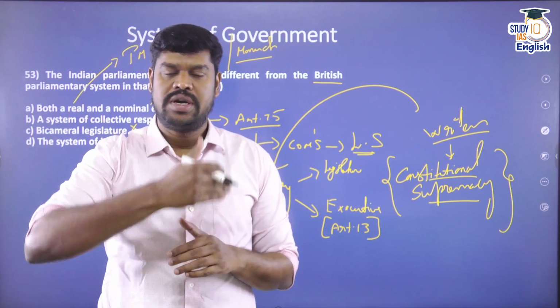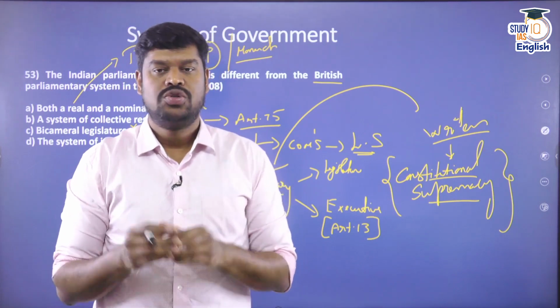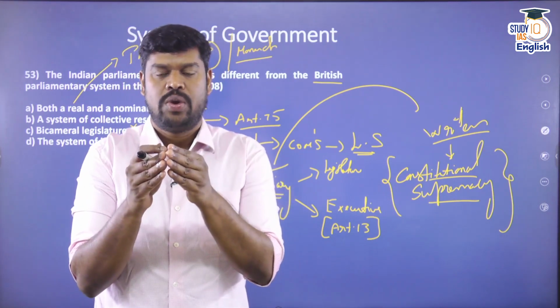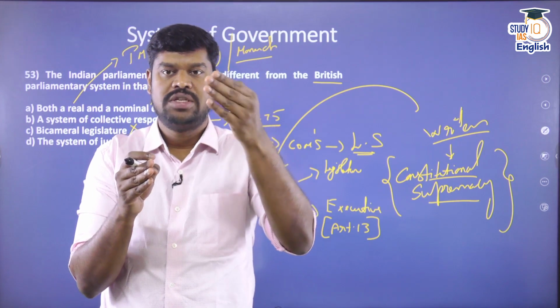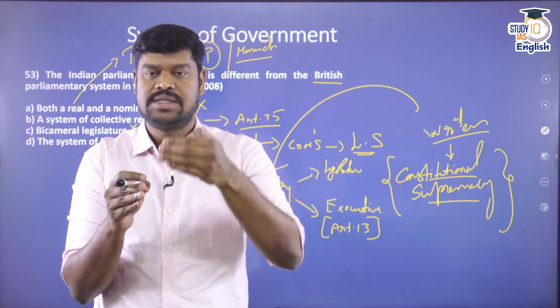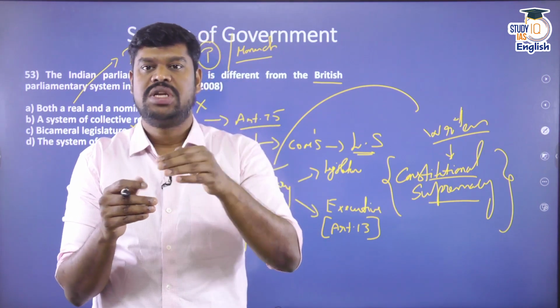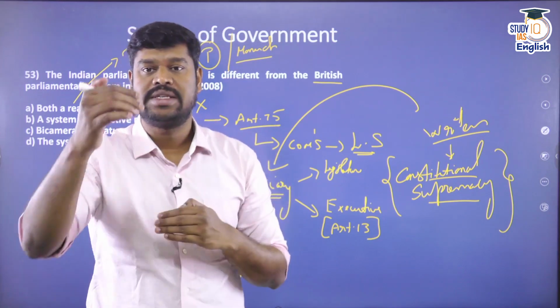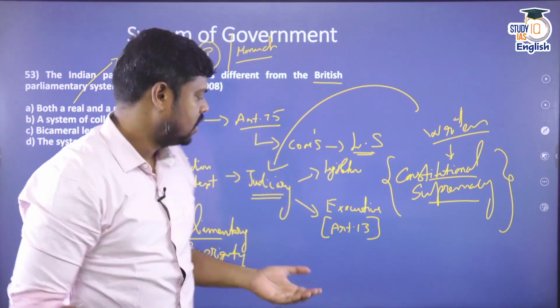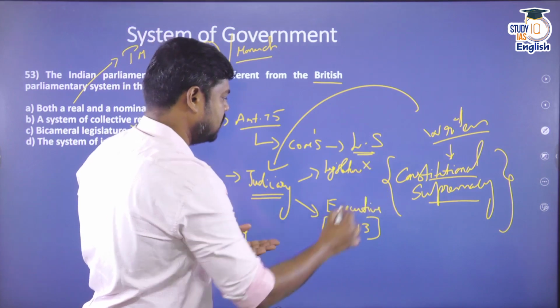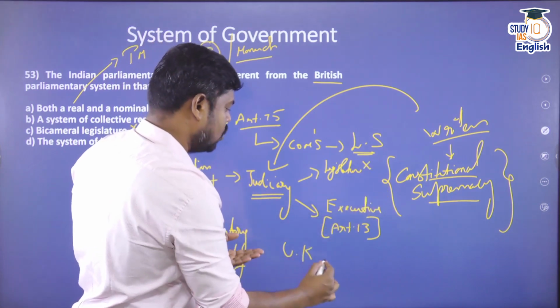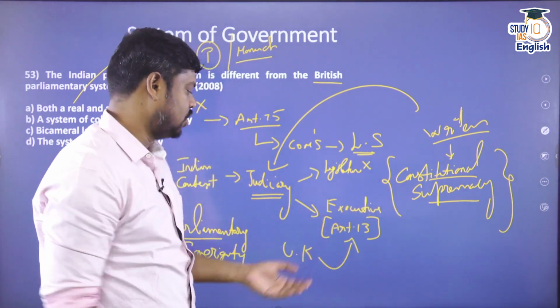So now come to the context of judicial review in the UK. While in India the judiciary can review the actions of both the legislature and the executive, in the United Kingdom the judiciary will have the power to review only the executive actions and not the legislative actions. So this is not possible in the UK. What they can do is only review the executive actions.